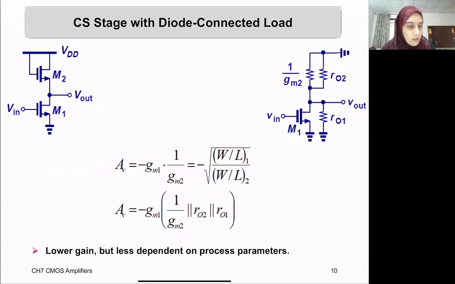And if you open this, this is what we just did. If you open the relation of GM1 and GM2, we will end up canceling things with each other. And when they remain again, that's depending on the size of these transistors.